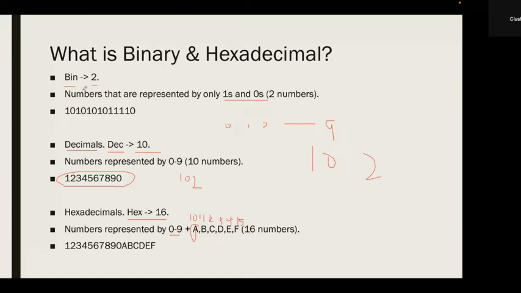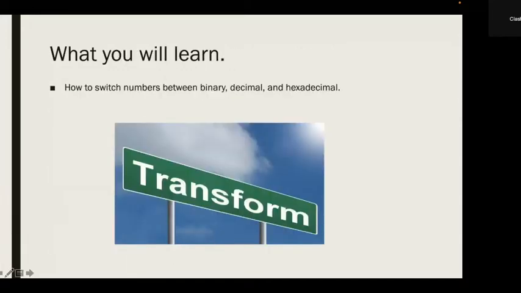So binary numbers are represented by two numbers, zeros and ones. Decimal numbers are represented by 10 numbers, zeros to nines. And hexadecimal numbers are represented by 16 numbers, which are 0 to 9, and then A, B, C, D, E, F. All right, with that in mind, let's take a look at what we will learn in this class.